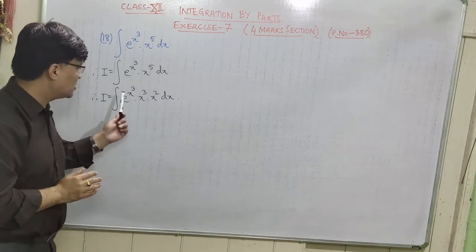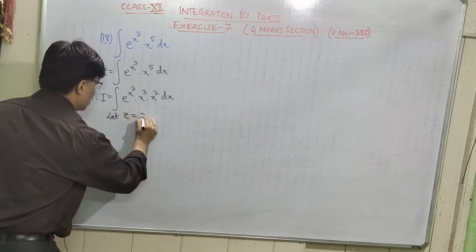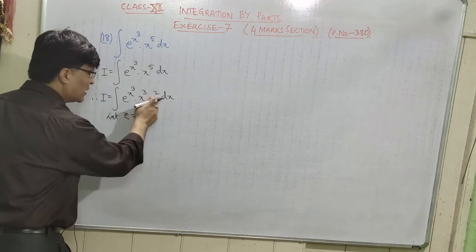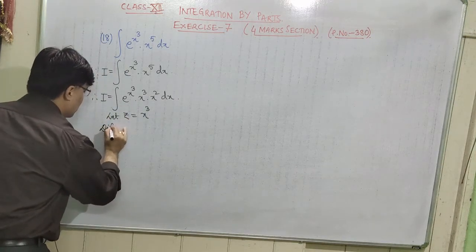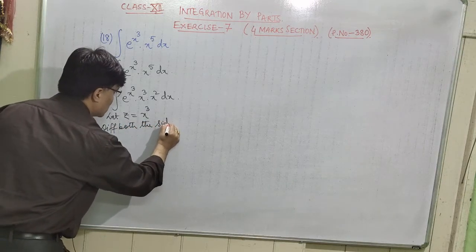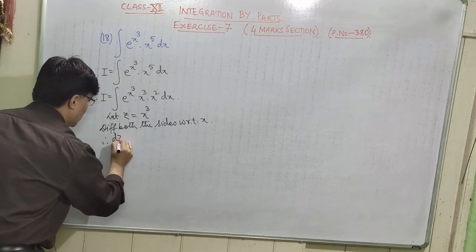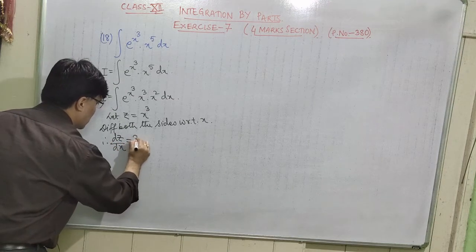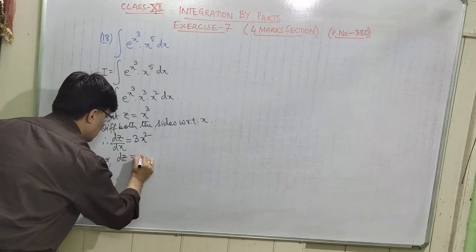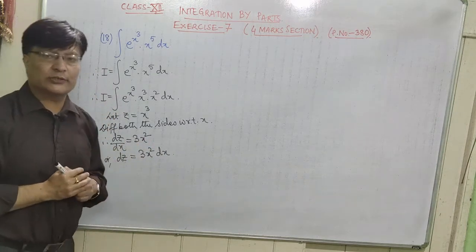So let us assume z is equal to x cube, because the differentiation is 3x square and we are getting x square. So let us differentiate both the sides with respect to x. Therefore dz by dx is equal to 3x square. Now let us cross multiply. So dz is equal to 3x square dx.